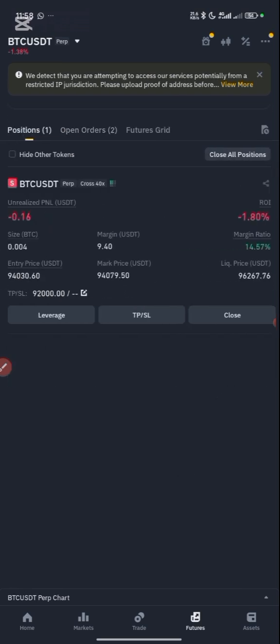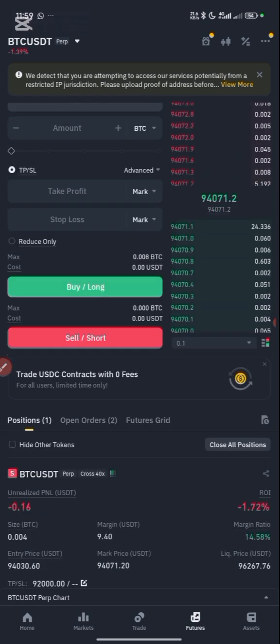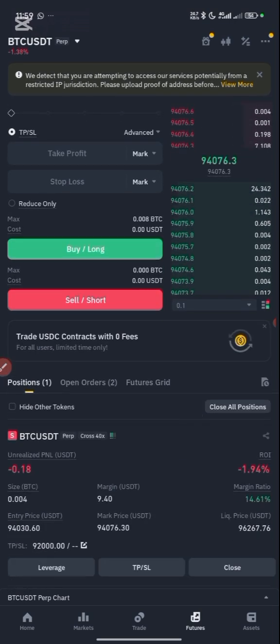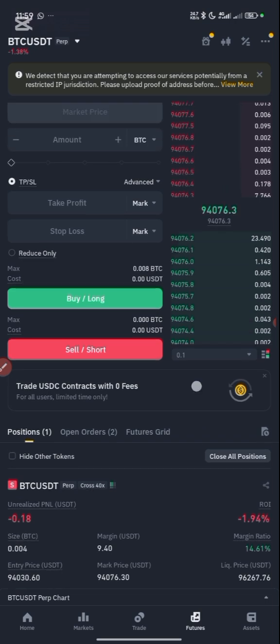So let's check our trade now. We are still on negative PNL. So the market is actually slow now. I might close this because I didn't make any analysis on it before entering this trade, so I might close it.